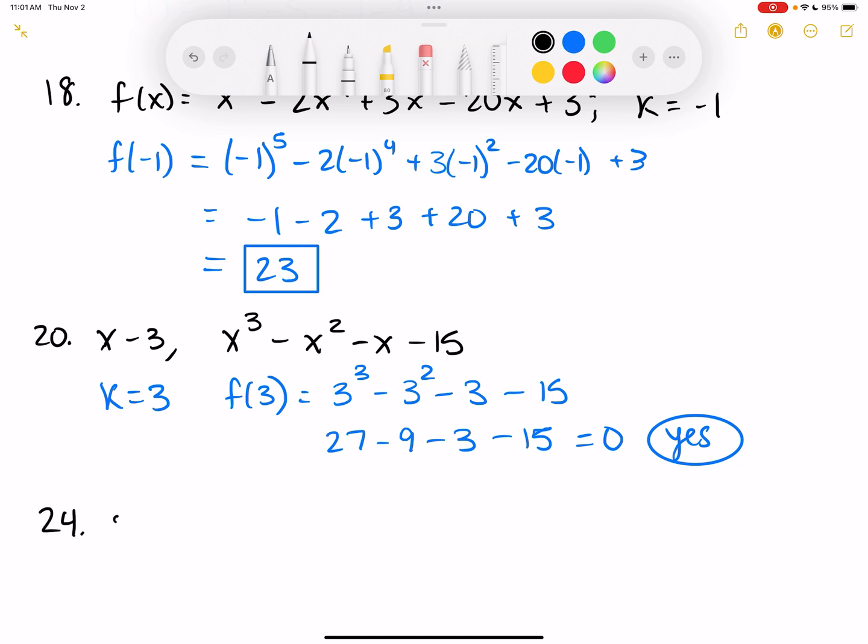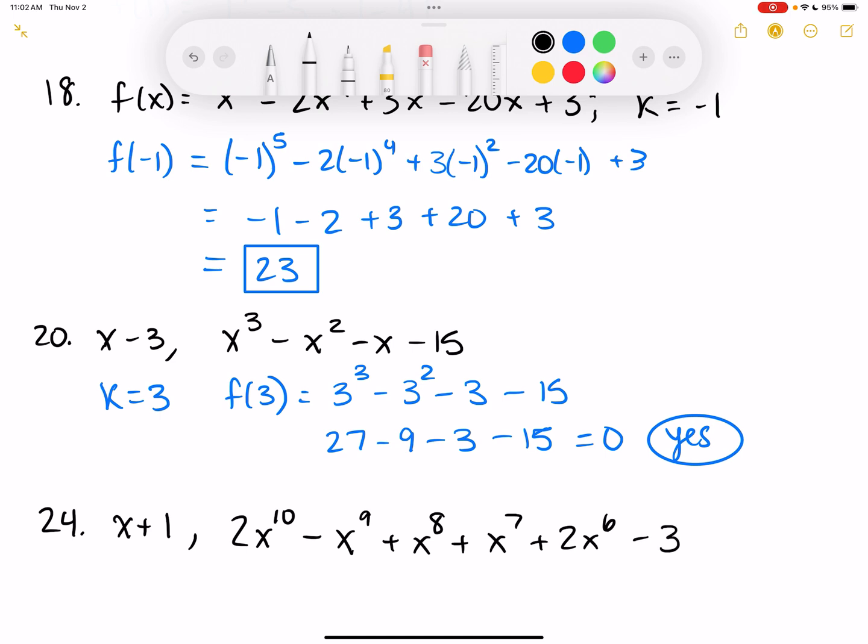Next, x plus 1, and then we've got, oh boy, 2x to the 10th minus x to the 9th plus x to the 8th plus x to the 7th plus 2x to the 6th minus 3. Okay.